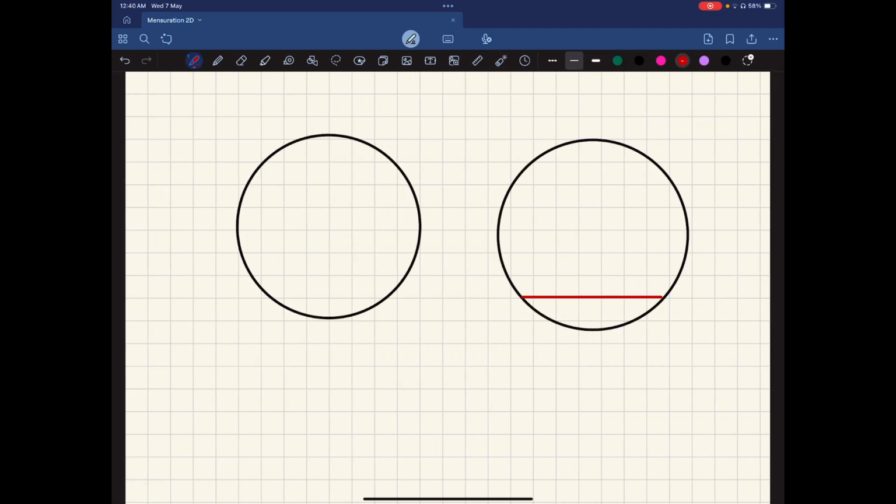So in this case, the circle has been divided into segments. The small one is known as the minor segment, and this big one is known as the major segment. Okay? So this is the major segment, and this is the minor segment.